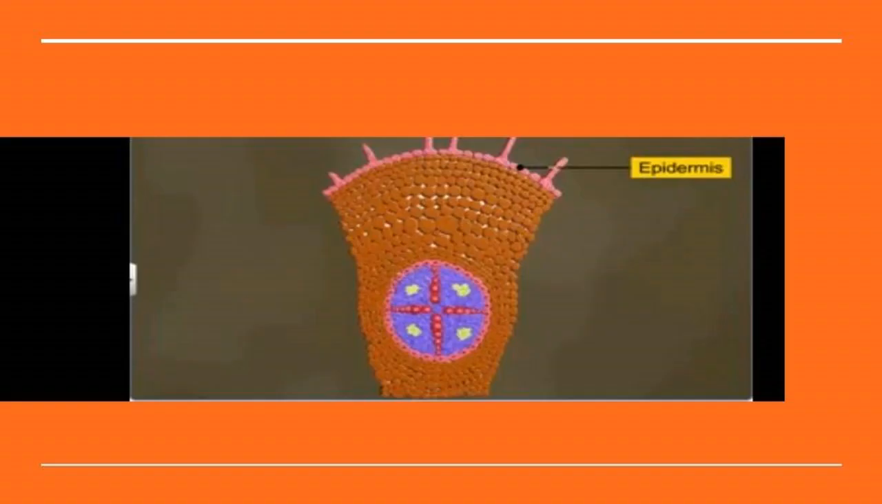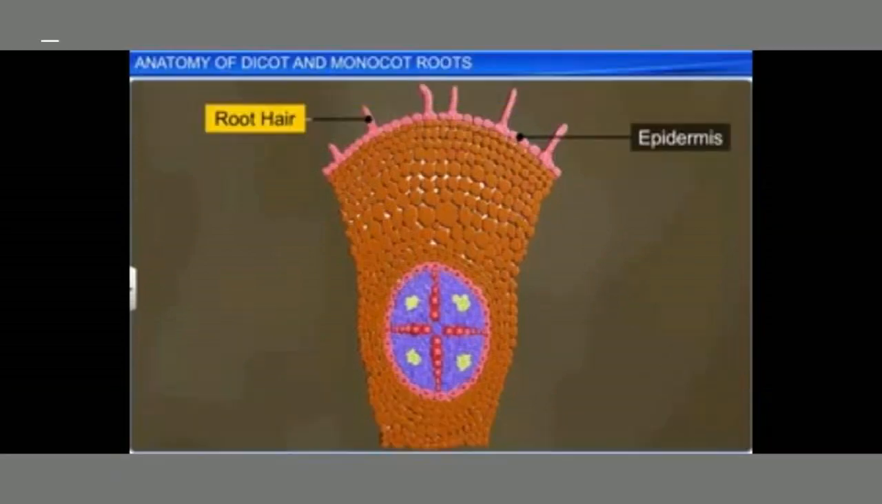In this picture, we are able to see the dicot root. First one is the epidermis. In dicot root, the second one is the root hairs. You can see the small pink color structures in the outer layer. That is called a root hair.